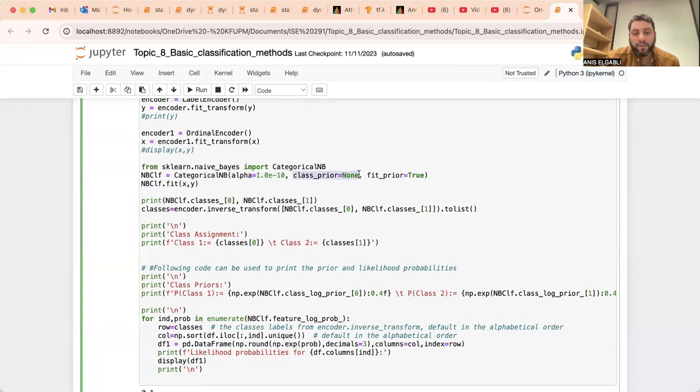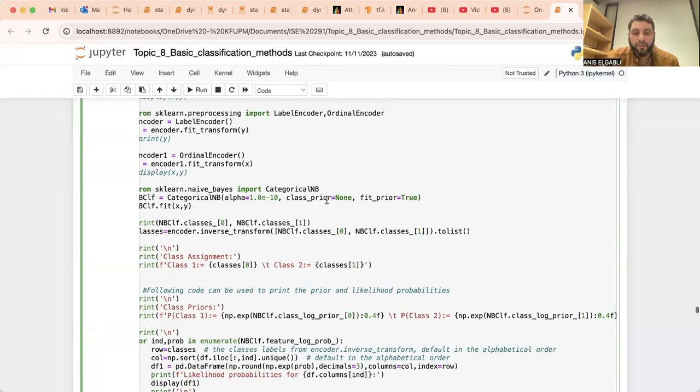Class prior is equal to none. So here we're not making any assumption about the prior, the probability distribution of any of the input features. Simply, we want it to be learned from the data.